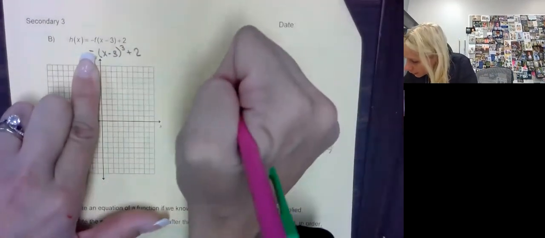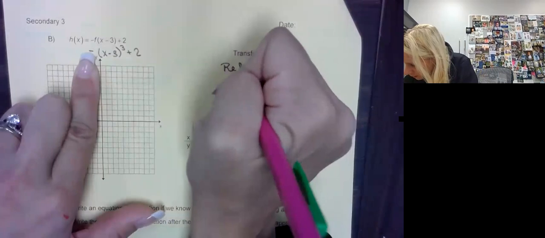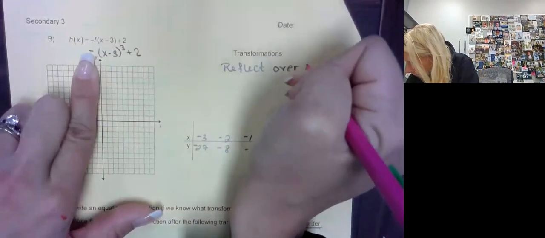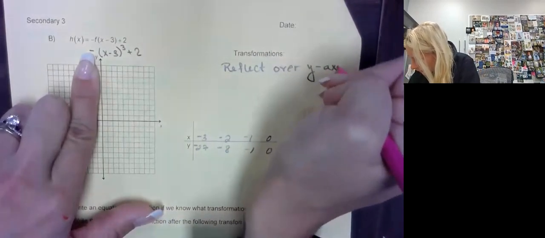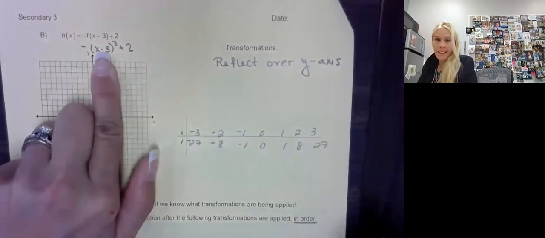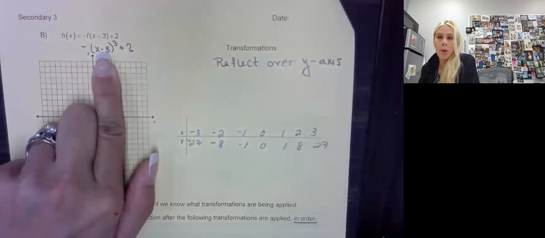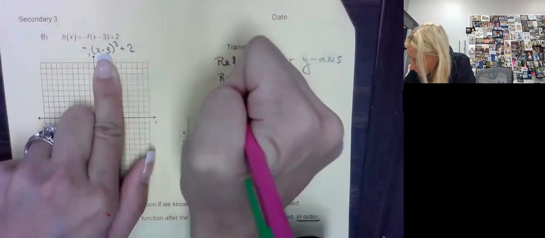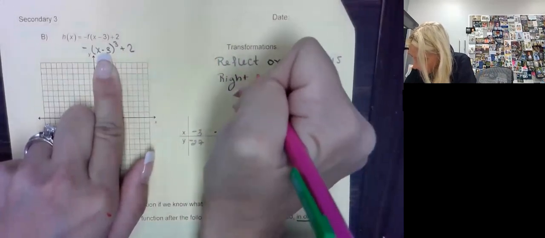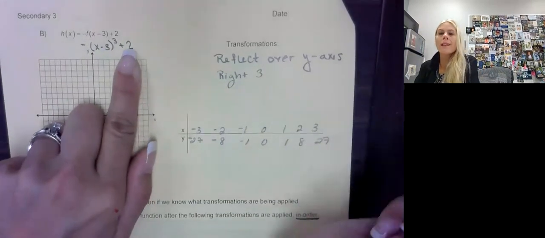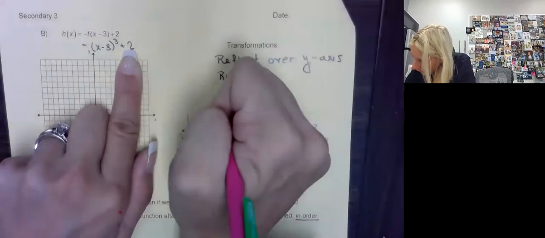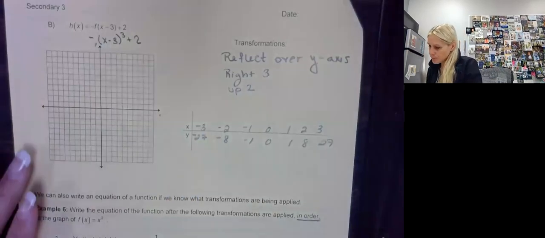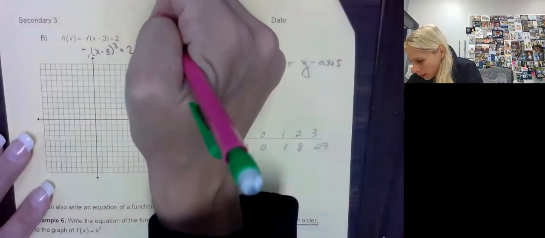Well, this negative out front here is a reflection over the y-axis. On the inside here, we're going to think of the opposite, right? Which way is it moving? This is our left or right. So this is a minus 3, so we're going to go opposite. So right 3, and this plus 2 on the end, that's the D, that's up and down. So we're going up 2. So remember, opposite to what's on the inside. Okay, and remember our shape looks like this.